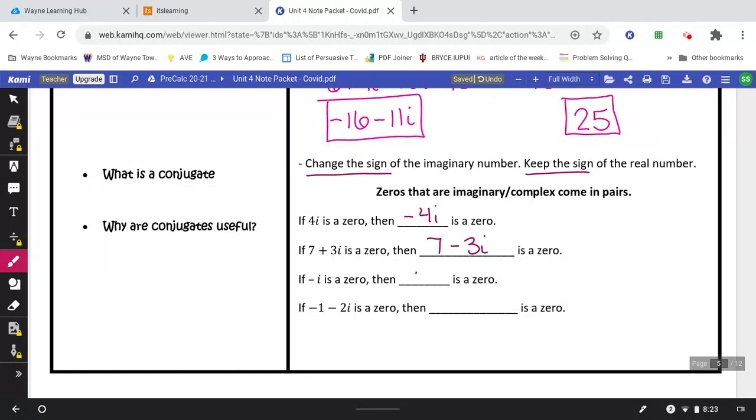Negative i and positive i. Negative 1 minus 2i, keep the real number the same, change the imaginary part. Negative 1 plus 2i.